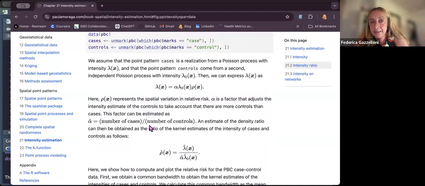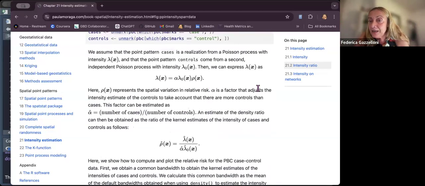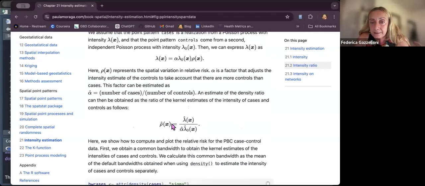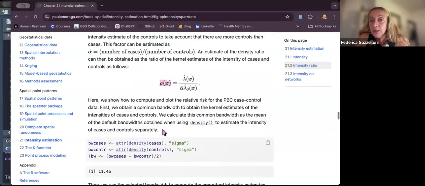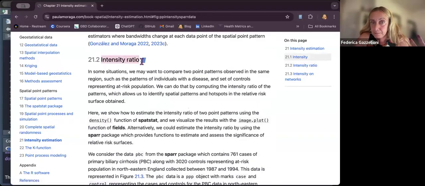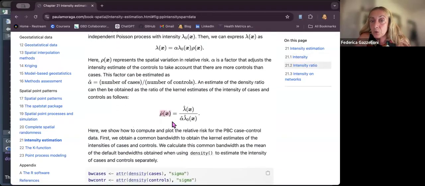And it is actually the ratio of the cases on the controls, in this case study that we are considering. But in itself it is an adjustment factor that you apply on your first level intensity estimator, alpha hat. And in fact, this is alpha zero, okay? Then you apply an adjustment based on this value of alpha, and you can then build up a new estimator, which is the intensity ratio. Okay, so it is this rho hat.